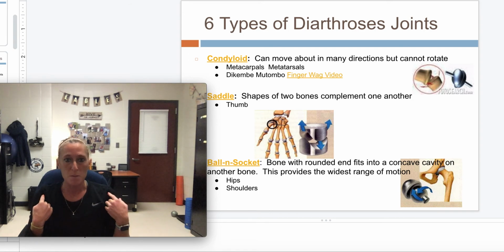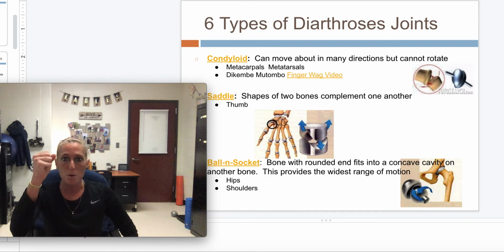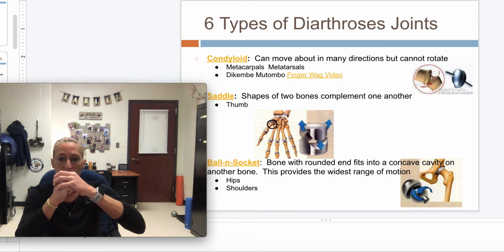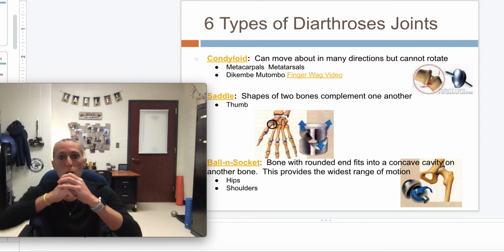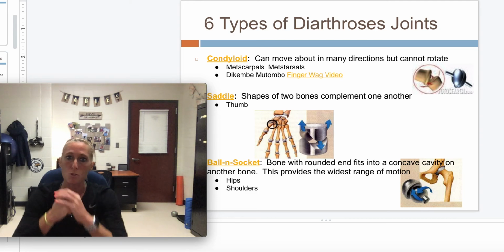Ball and socket joint. There are four. We have them in our shoulders and our hips. It's where the bone with a rounded end fits into the concave cavity of another bone, and this provides the widest range of motion, but it's not the most stable.